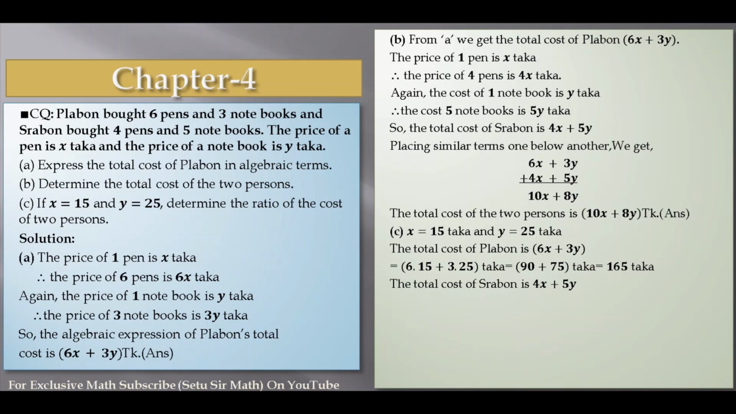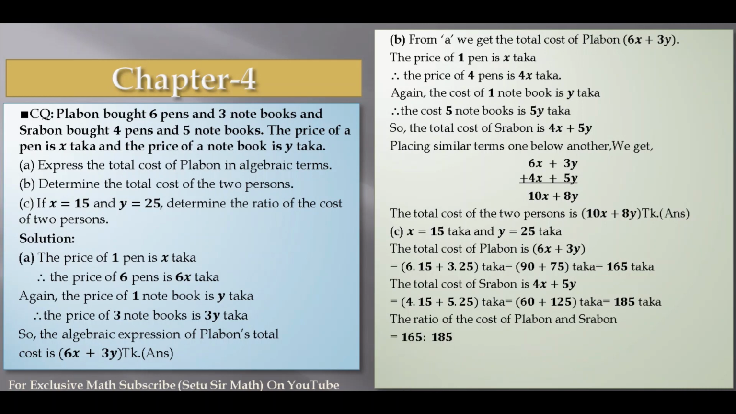Now the total cost of Shravan is 4x plus 5y. 4 multiplied by 15, because the value of x is 15, plus 5 multiplied by 25, because the value of y is 25. So 4 15s are 60, 5 25s are 125, and if we make the total, it will be 185 taka. Now we have the total cost of Plavon, 165 taka, and the total cost of Shravan, 185 taka. Now we have to find the ratio of these two persons.